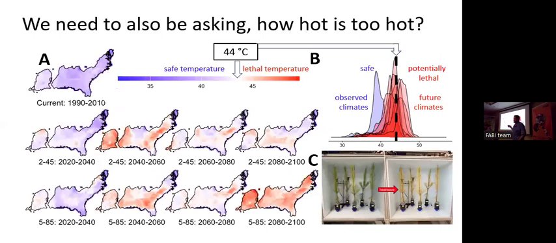But we really need to also be asking, and I hope I encouraged you to think about it at the beginning of the talk, how hot is too hot, right? Because even if you have water, if plant tissues get to a certain temperature, they can risk survival.